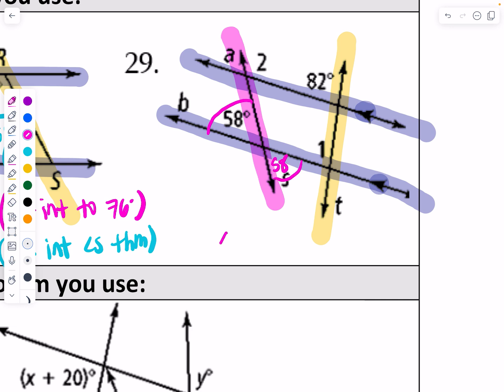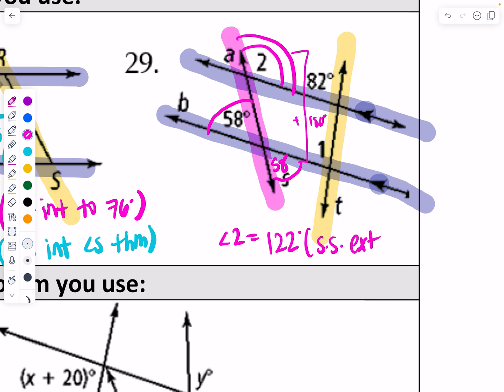Well, then what do I know about angle 2? Angle 2 is going to be supplementary to 58 degrees. So that's obtuse, this one's acute. And so those should add up to 180. So these should have a sum of 180 degrees. So what is 180 minus 58? That is going to give me 122 degrees. Why? The way I've done it is because it's same side exterior to the 58 degree angle I created with vertical angles.